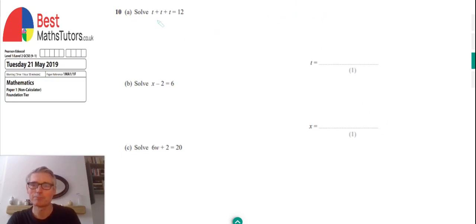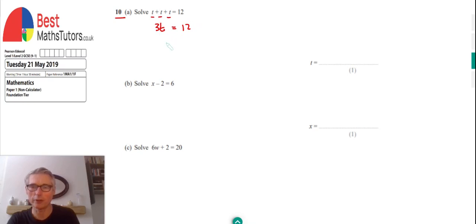So currently this is a question about algebra and we've got t plus t plus t equals 12, and what we've got to do is work out the value of t. So the easiest way to look at this is to, first of all, add up the left-hand side. If we've got a 1t plus another t plus another t, then that means we've got 3t. That means 3 times t, so 3 lots of t, and that's equal to 12. And then we need to get the t on its own.